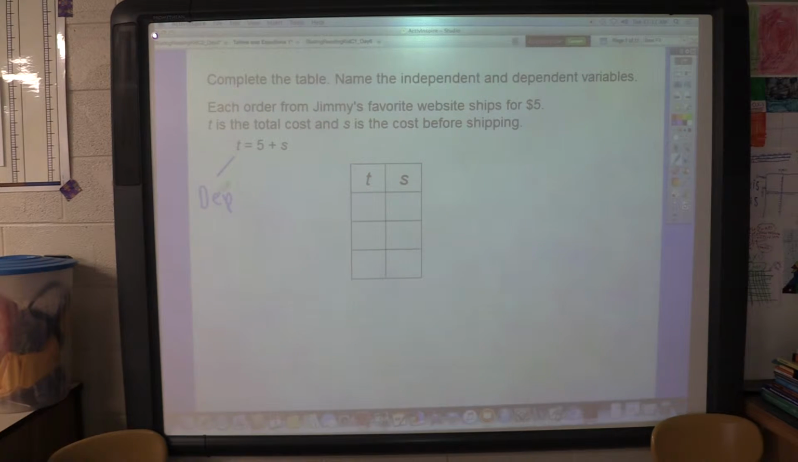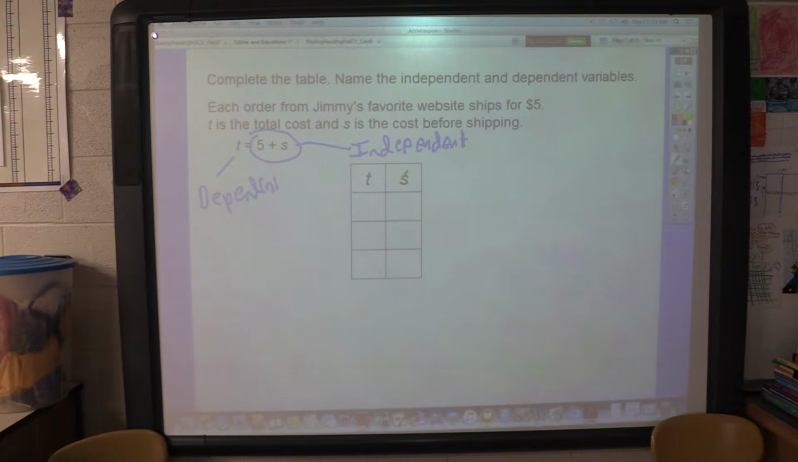And I'll go ahead and identify that right now. Dependent. And this amount here, this is going to be our independent. Okay. Our independent. And my pen's not wanting to make my E's look like E's today for some reason. Alright, so let's go ahead now and we're going to come up with our own values for S.